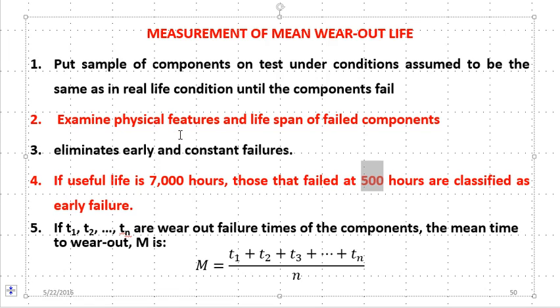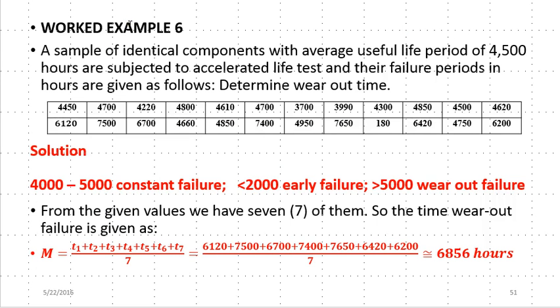And after separating the ones that suffered early period failure and constant failure, from the ones that suffered the wear out periods, we now measure their times, T1 for the first one, T2 for the second one, up to Tn, all over n, which is the number of all the components. To illustrate this, let us take this example, worked example number 6.